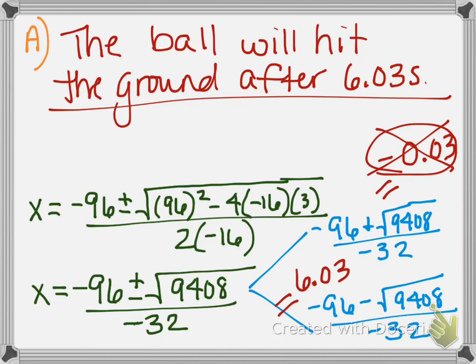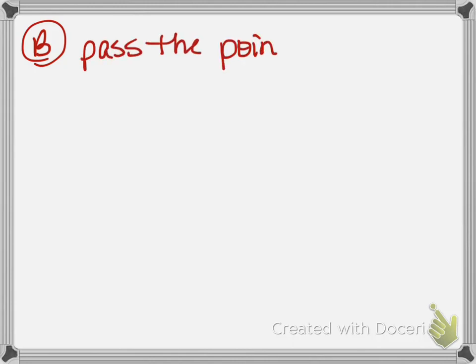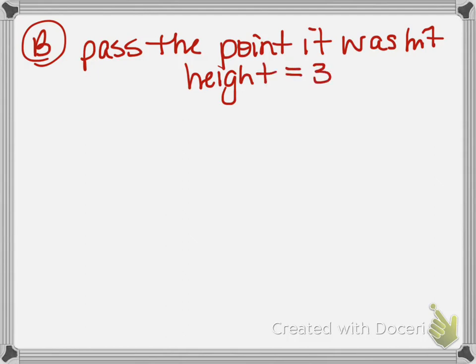Okay? For B, it asks, when does the ball pass the point from which it was hit? So again, it's asking something about height. So on to B. The ball was hit. When does it pass the point it was hit from? Well, where was the ball hit from? 3 feet above the ground. So pass the point it was hit, that height that it was hit at was 3 feet. Remember, height is y, which means y equals 3.